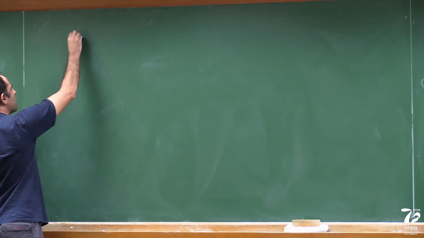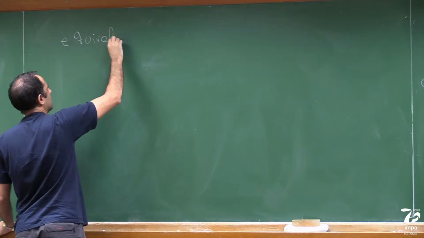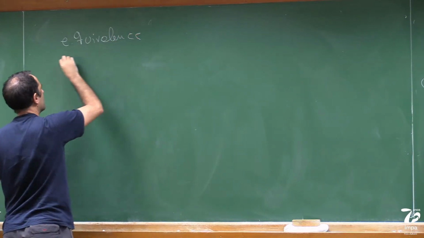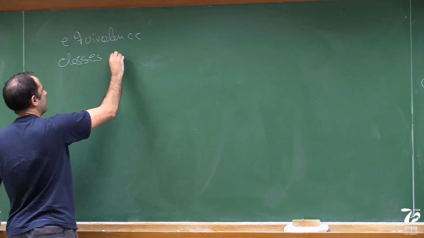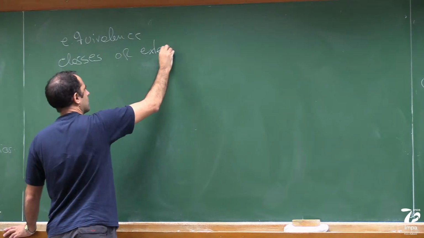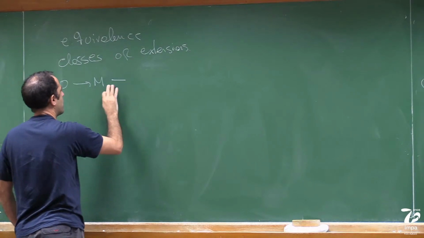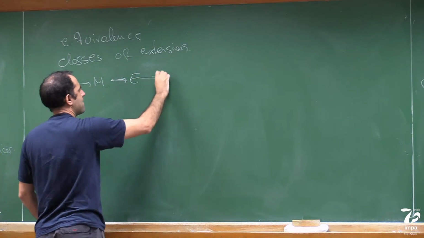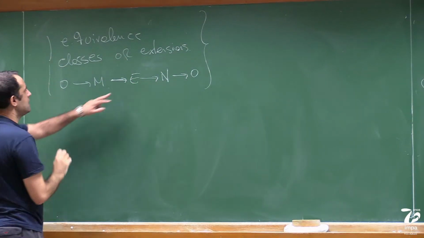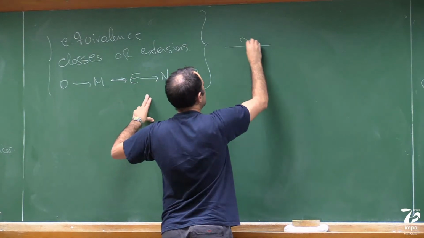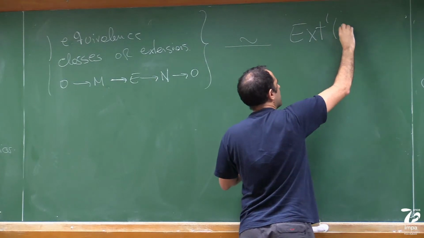So what I want to prove is that there's a natural map from equivalence classes, and I've told you what the equivalence relation was, of extensions where I fix the two endpoints. So m and n here are fixed, and I'm allowing E to change. And this is in bijection to Ext^1 of n, m.